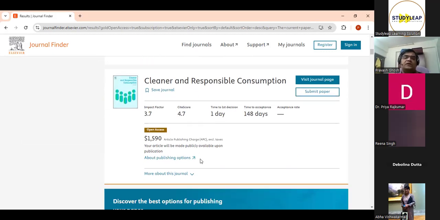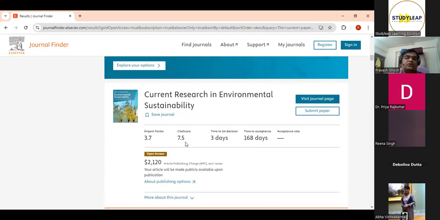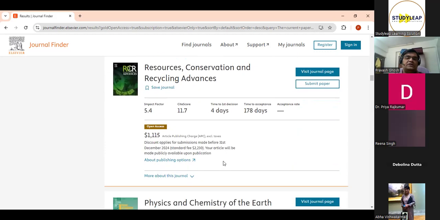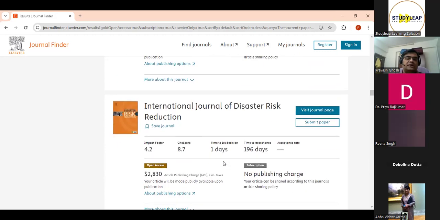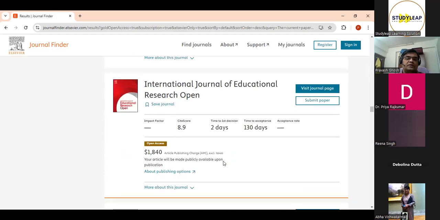Some journals are only open access. You can see Cleaner and Responsible Consumption. There is no subscription-based option, right? Here also there are open access charges, right? So the majority of good journals are charging open access fees. So this is quite expensive. Is it affordable?